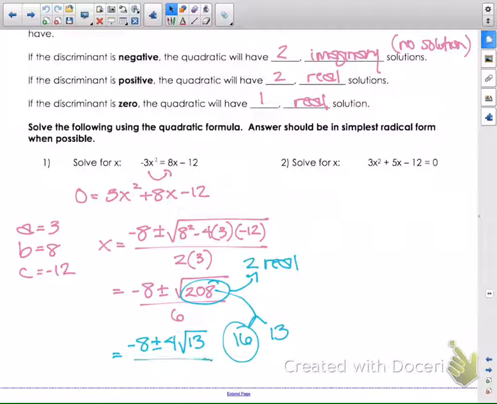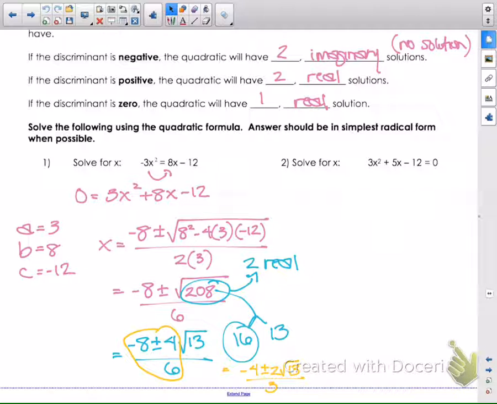Goes inside. And then what is the last question I ask myself about these numbers outside? Greatest common factor. In that case, they all divide by what? 2. So my final answer is going to look like what? -4 plus or minus 2 square root 13 over 3.